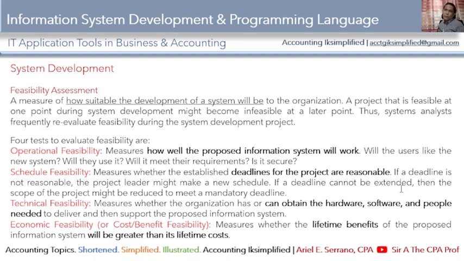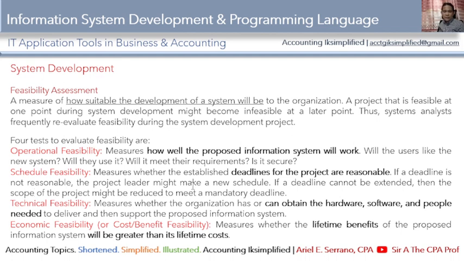Now, hindi lamang po isang bagay lang. Meron po tayong iba't ibang klase ng feasibility. Operational feasibility, schedule feasibility, technical feasibility, and then the economic feasibility. Okay? So, yan po yung mga kino-consider natin. Pag sinabi nating operational feasibility, how well the proposed information system will work. In terms of operations, gagana ba yan? Okay? Yung pinaplano natin.